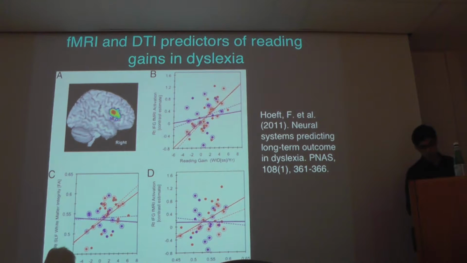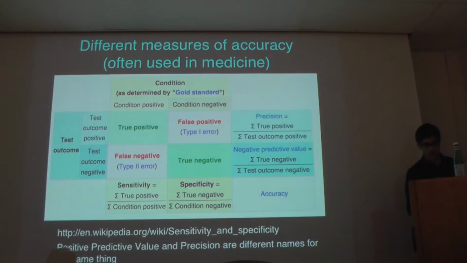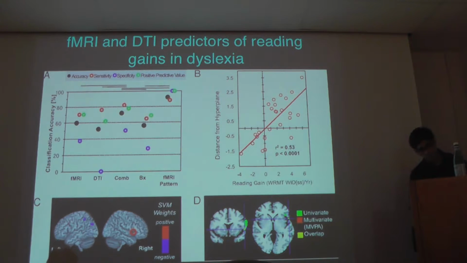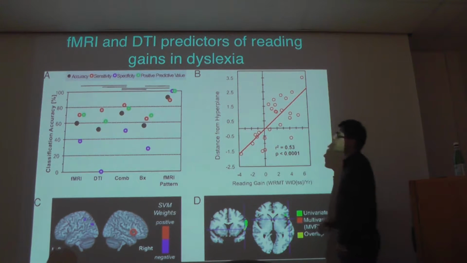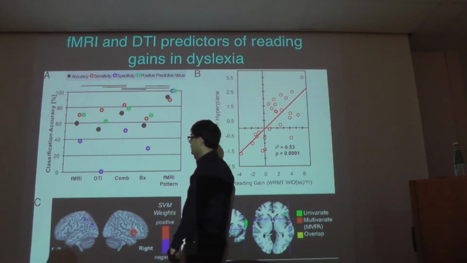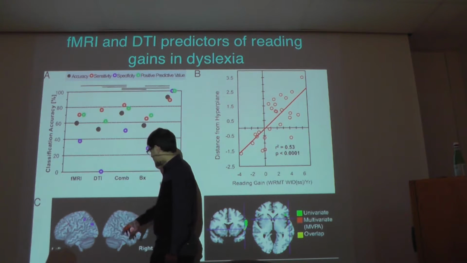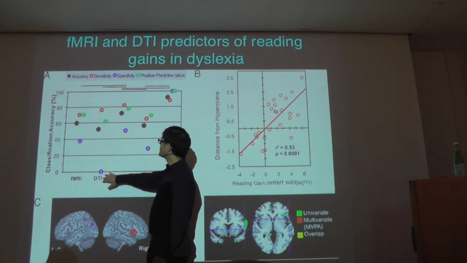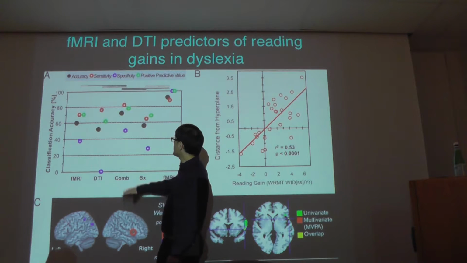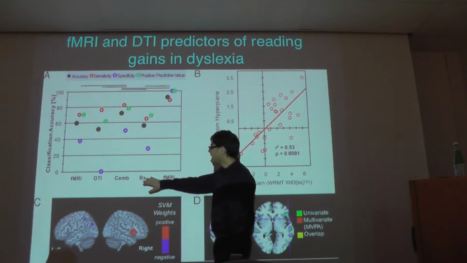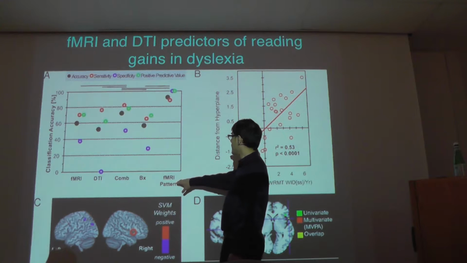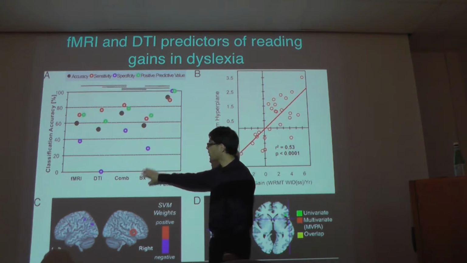So then what they did was they said, well, how about if we try and quantify how well we can predict using different measures. So what if we use fMRI from this frontal region, diffusion tensor from this right frontal region, a combination of both of them, Bx stands for behavior for some reason, and fMRI pattern means if you use the whole brain.